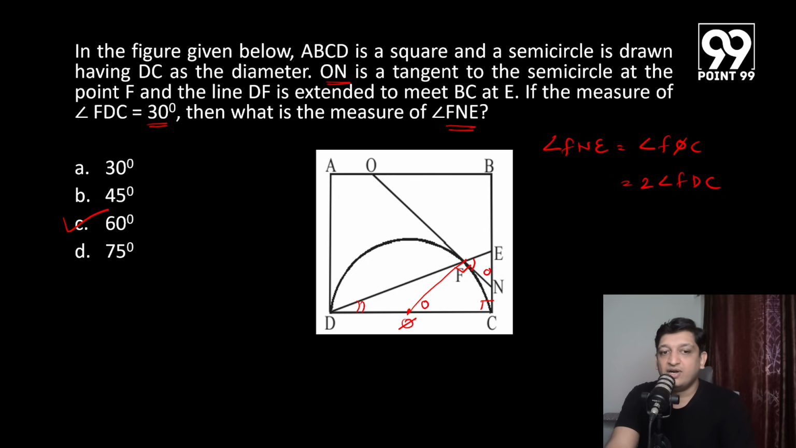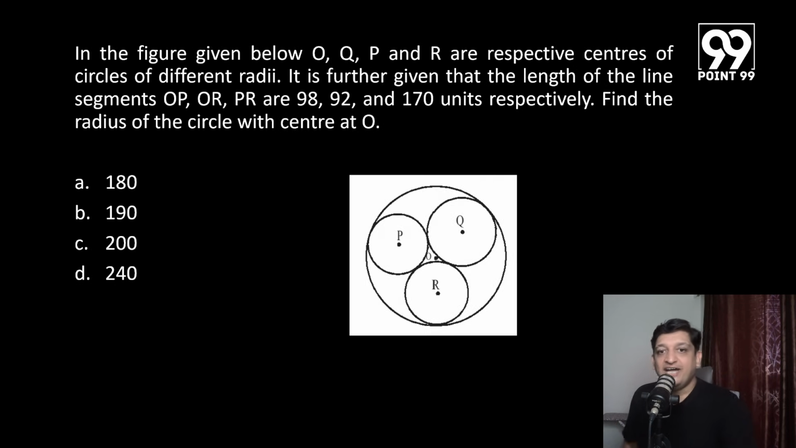So you can use cyclic quadrilateral and inscribed angle theorem instead of getting into all kinds of variables and so on and so forth. Let's look at the next question, again from geometry. You have O, P, Q, R being the centers of these circles. We also know that the length of the segments OP, OR and PR are 98, 92 and 170. You have to find the radius of the circle with center O.